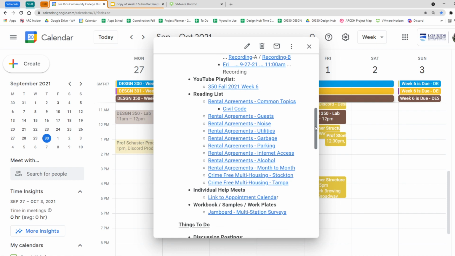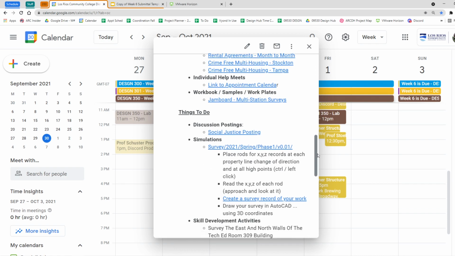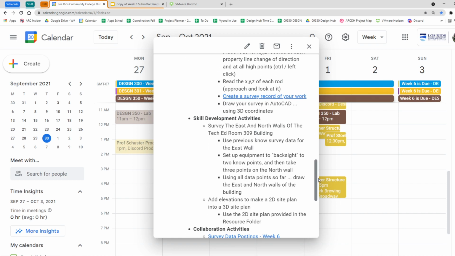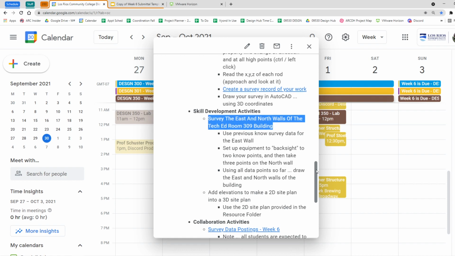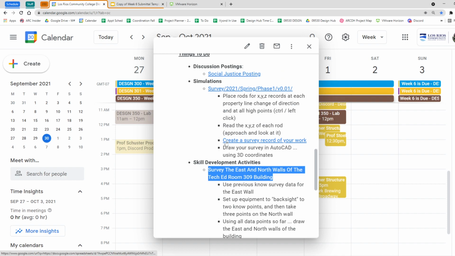Okay, so let's take a look and see what I'd like to go over today. Last time we did the simulation and saw how to create a survey record, how to draw it and put it into Revit. This time we're going to look at reading the theodolite, because the one thing that you can't get from the survey on the simulations is really how to read these things. Once you've got that, your drawing skills will come into play.